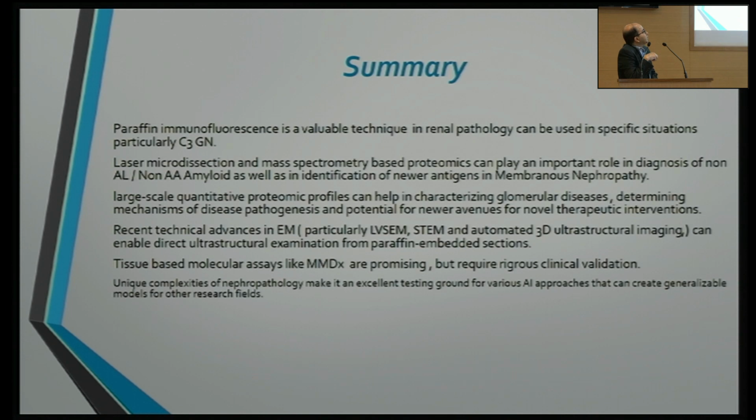Recent advances in electron microscopy can enable direct ultrastructural examination from paraffin embedded tissue as well, which might be upcoming. So paraffin immunofluorescence and paraffin EM, these are the ones which might. Paraffin immunofluorescence has already come up in a big way. But paraffin EM is something which not many centers have the facilities for ultramicrotomy and everything. So this is a good technique.